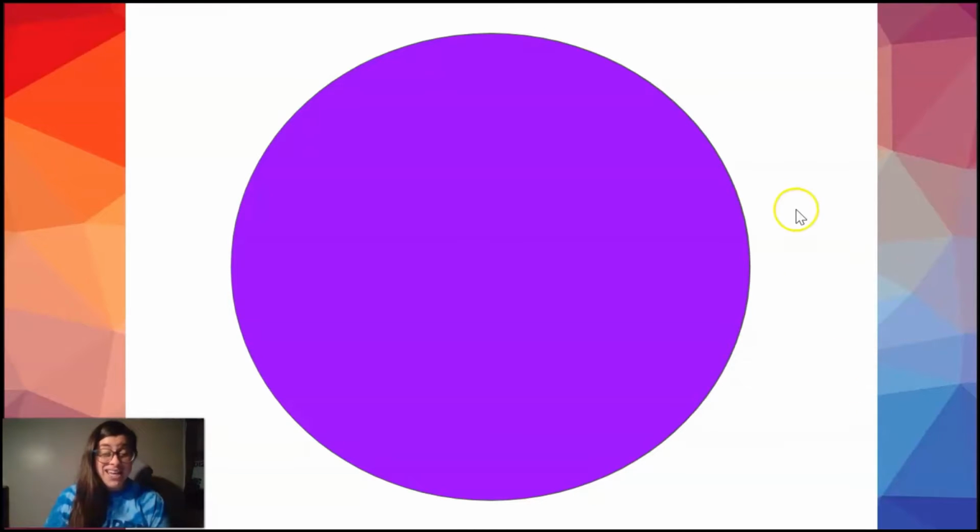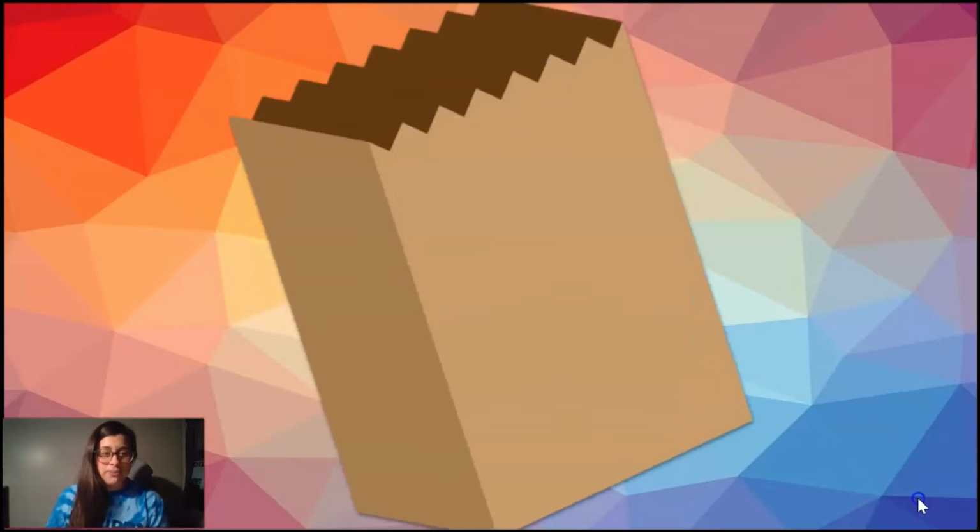This shape has curves. This shape is a circle and it has curves. There are no pointy sides or corners on it at all. It is a curved shape. A curved shape means I could take this shape and just roll it around and it would roll, roll, roll. It's curved all the way around. Here's my next shape. Here we go.